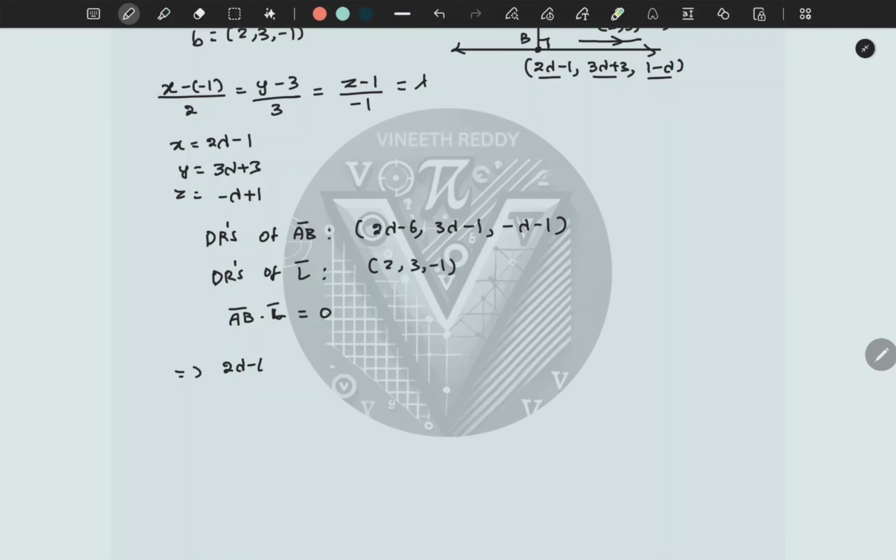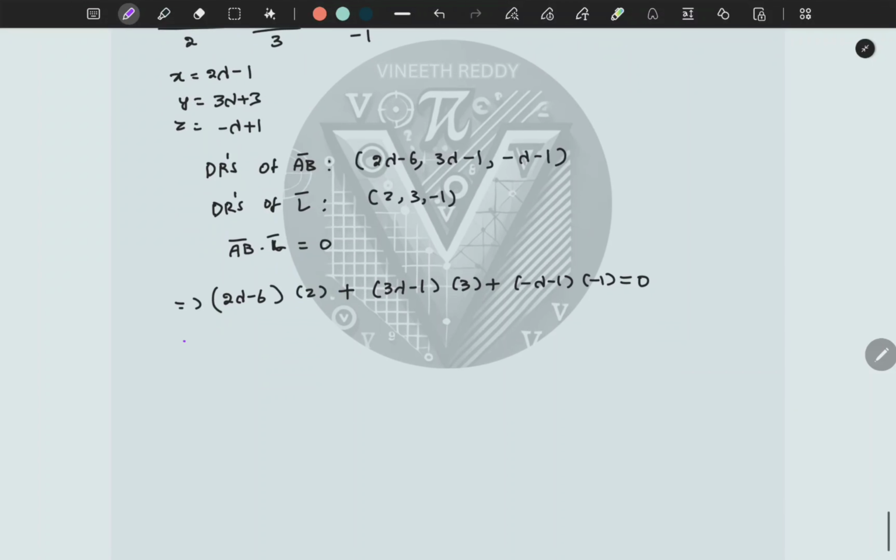So how do I take the dot product? It should be (2 lambda minus 6) into 2 plus (3 lambda minus 1) into 3 plus (minus lambda minus 1) into minus 1, equal to 0. So 2 lambda into 2 is 4 lambda, 4 lambda plus 9 lambda is 13 lambda, plus 1 lambda is 14 lambda. Minus 6 into 2 is minus 12, minus 12 minus 3 is minus 15, plus 1 is minus 14. That means lambda is simply equal to 1.